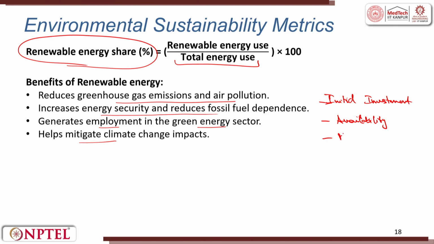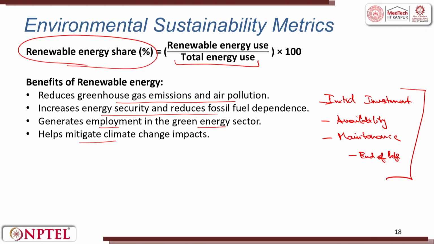So then come maintenance and end of life planning. For example, the PV cells used in solar power stations have a life. They have life between 8 to 20 years, depending upon the quality that you are using. So end of life planning, how do we dispose it of, that is also very important. So these are some of the concerns which are there.